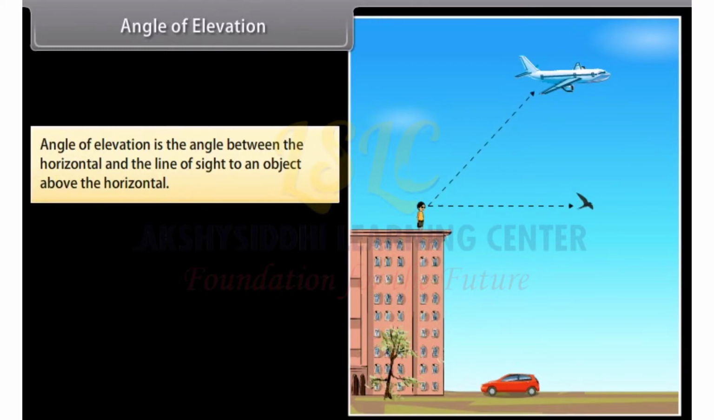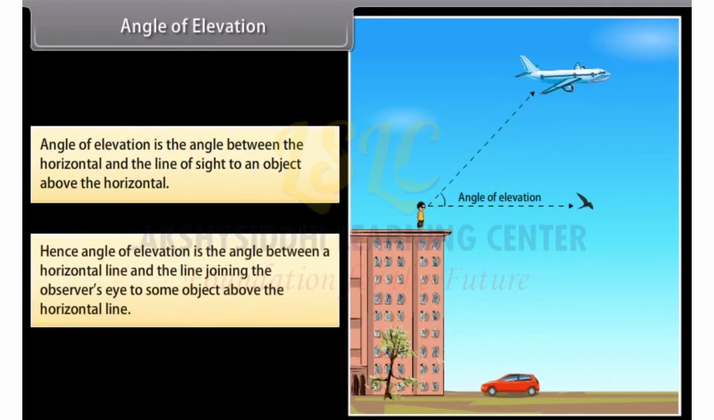This line is also called the line of sight. The angle formed between the two lines is called the angle of elevation. Hence, angle of elevation is the angle between a horizontal line and the line joining the observer's eye to some object above the horizontal line.